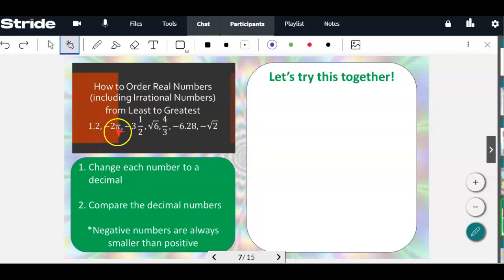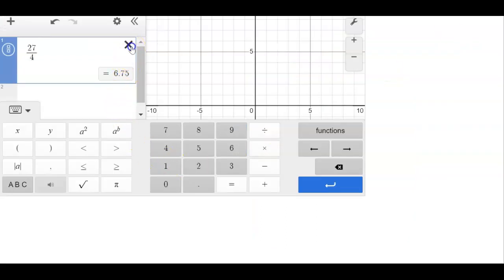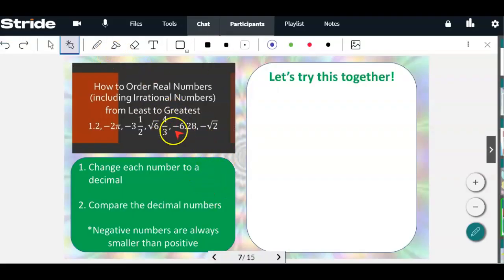So this one's already a decimal. So let's look at how to find the decimal for -2 pi. I'm going to clear that. -2, and then I'm going to push this pi key, and it's -6.28. Oh, and look, we already have that. So that's the same thing. So let me just cross off one of those, so we don't need it twice.